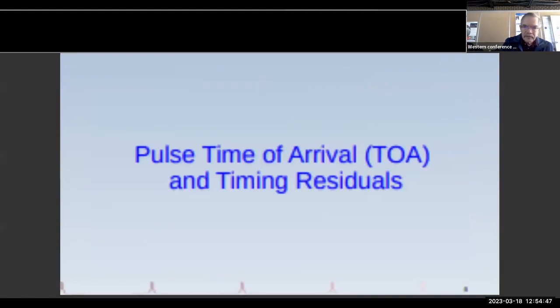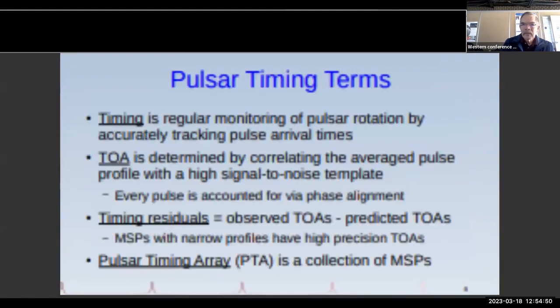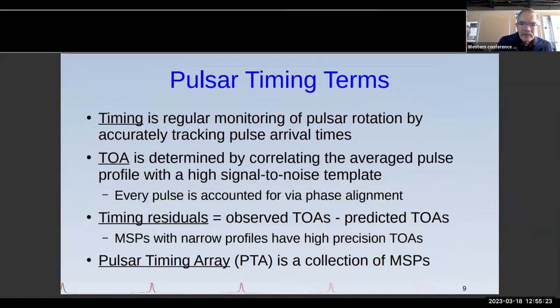And so we're going to talk about TOAs and residuals. Just some definitions. When they say regular monitoring of the pulsar rotation, for the telescopes we'll be using here, that's every few weeks or once a month. It means regular, and they're doing this for years. So for years, a couple times a month, they monitor the same pulsar.